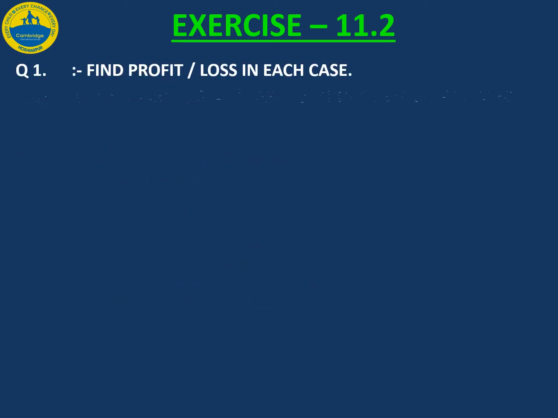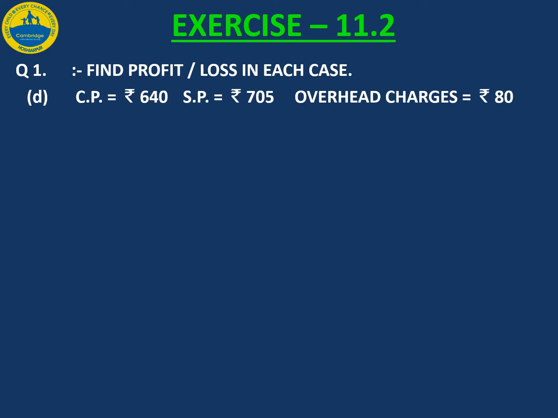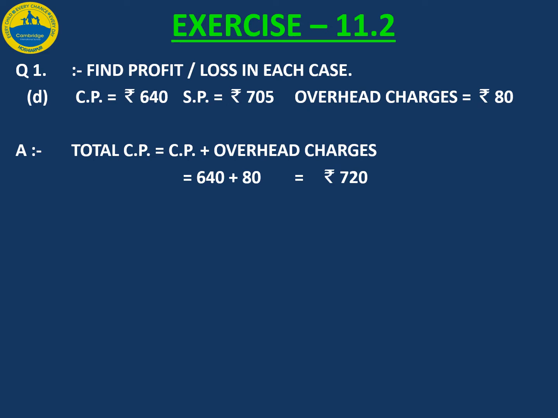Question number 1, D part. Cost price is equal to rupees 640. Selling price is equal to rupees 705. Overhead charges is equal to rupees 80. First of all, we will find total cost price. So cost price rupees 640 and overhead charges rupees 80. Total cost price will be 640 plus 80 is equal to rupees 720.